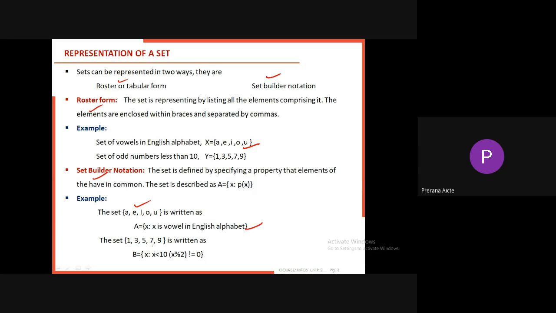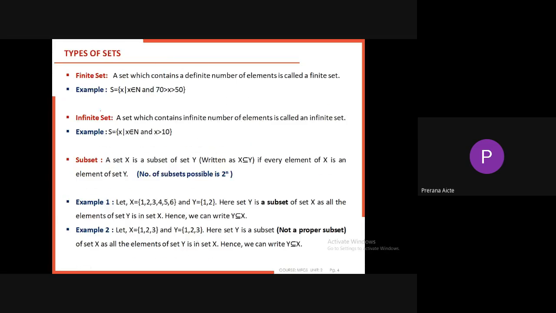Or to represent the set of odd numbers, I may write {x such that x less than 10, where x modulo 2 is not equal to 0}. So like that I can represent the set. There are different types of sets. We can consider finite sets: if it is possible to count the specific number of elements, then it is treated as a finite set. Infinite set means it is not possible to count the total number of elements in the set.